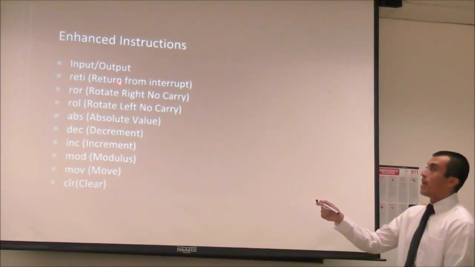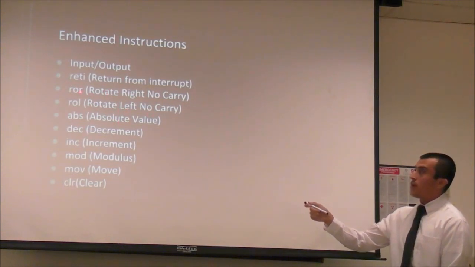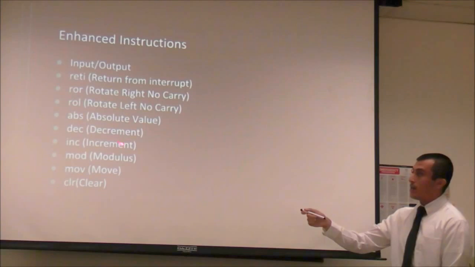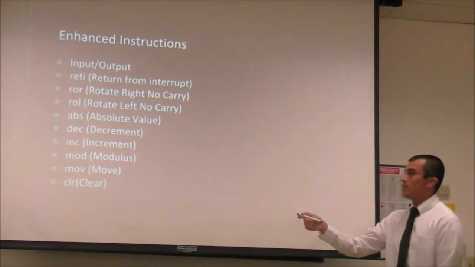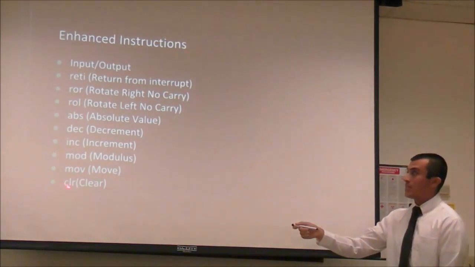And then the ones that we came up with were rotate right with no carry, known as ROAR, rotate left with no carry, ROLL, absolute value, which is AVS, decrement, which would be DEC, and increment, which would be INC. We have a modulus, which would be MOD, move, which is MOV, and clear, which would be CLEAR.